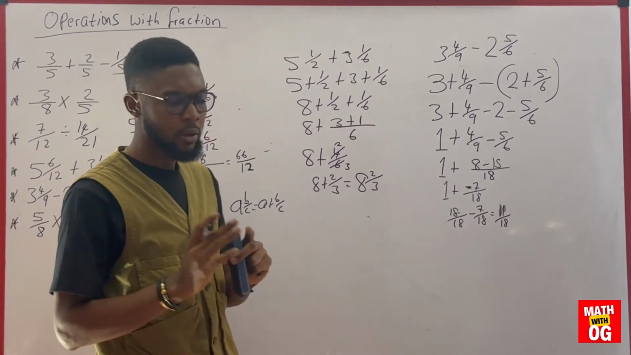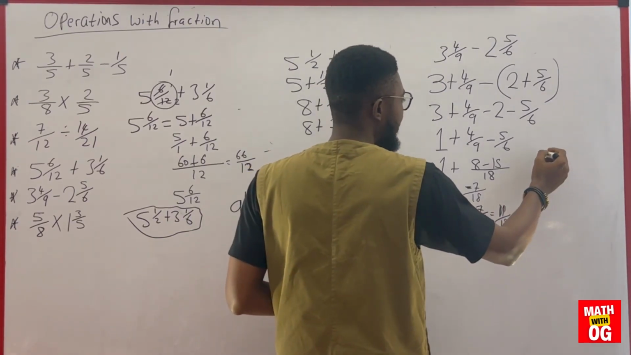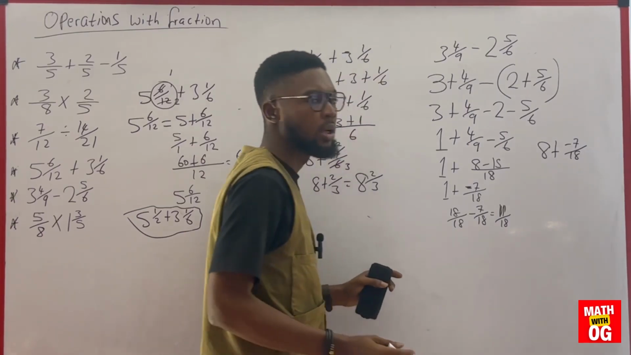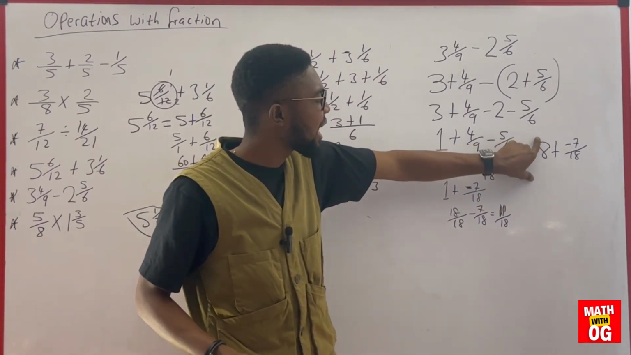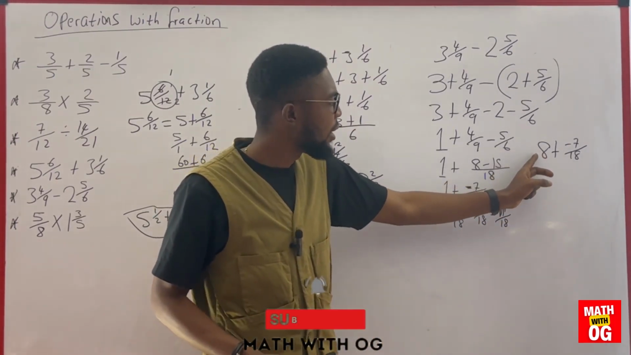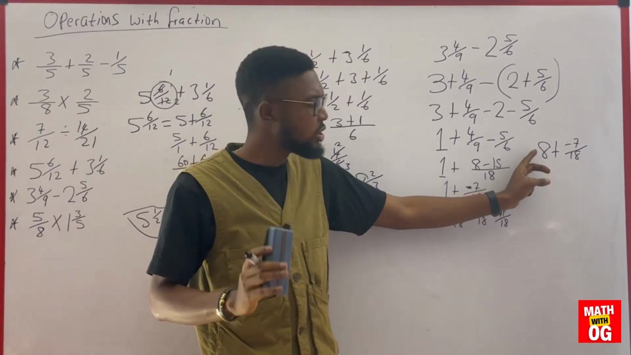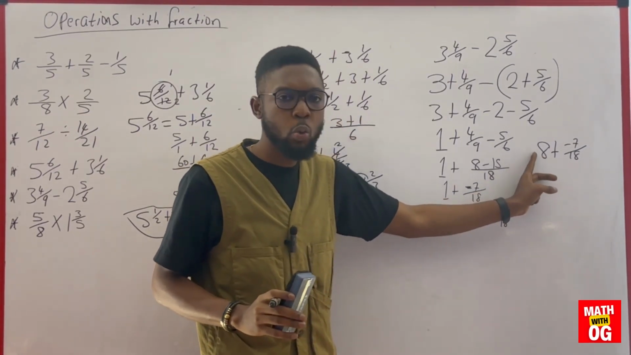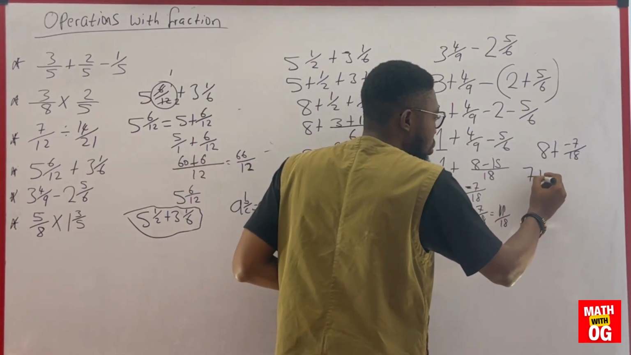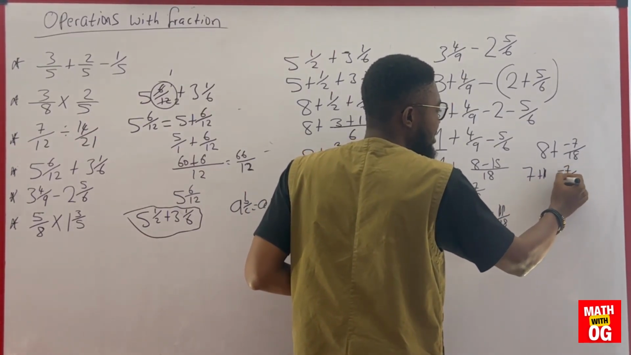In cases where you are solving, for example, you get to a point where you are having 8 plus minus 7 over 18, there's no need changing this guy to have a denominator of 18. Just remove 1 from 8. If you remove 1 from 8, that 1 will leave here as 18 over 18. Pay attention. So I'll be having something like this: 7 plus 1. That's for this 8. Then remember, you are still having a minus 7 over what?